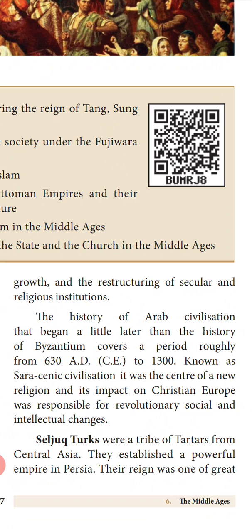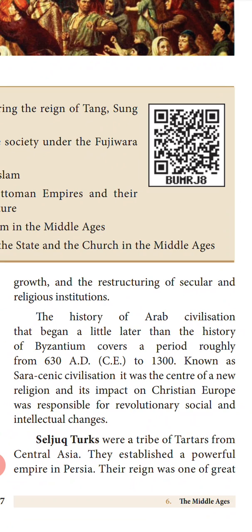The history of Arab civilization began a little later, and the history of Byzantium covers a period roughly from 630 AD to 1300 Common Era. It was known as Saracenic civilization. That means it is Islamic culture. The Islam religion emerged and grew very fast, and Islamic people started to rule the Arab empire. So that civilization is known as Saracenic. Sara means Sahara; they ruled the territory up to the Sahara desert.